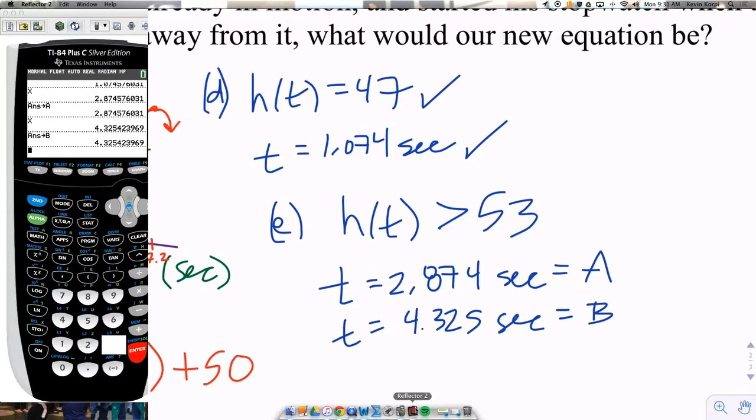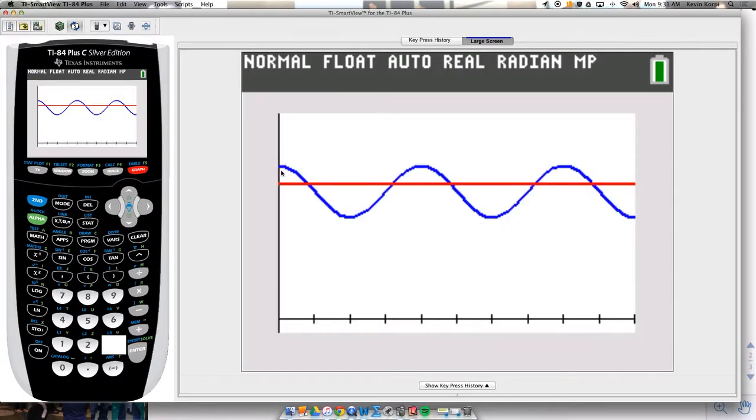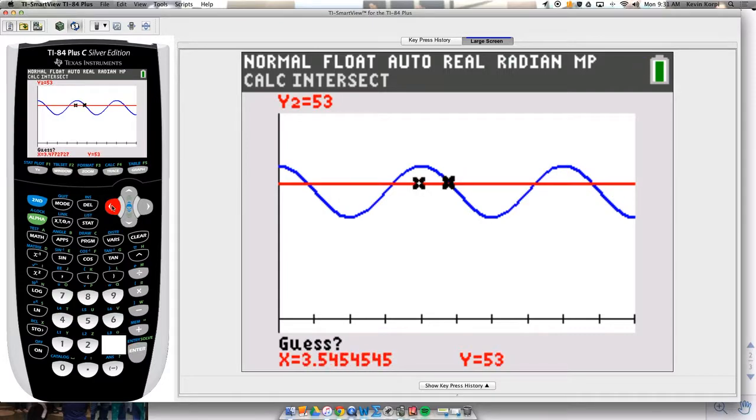Now there's one last value that we need to find. The value where it intersects right here is starting at 0, so I need to add that to it. And it's not always going to be a half a cycle. So let's go ahead and find it. Second trace number 5, enter, enter. And then we'll scroll over to that one. There we are. Hit enter.